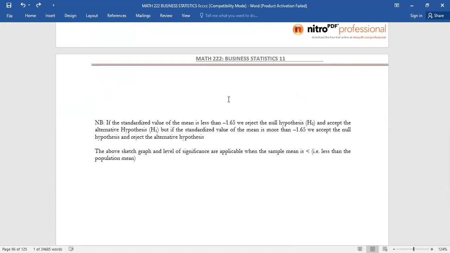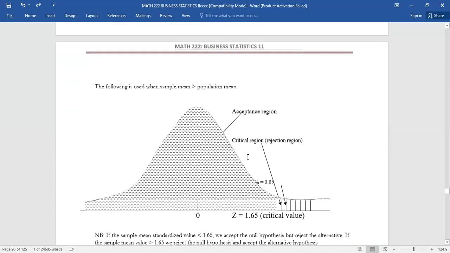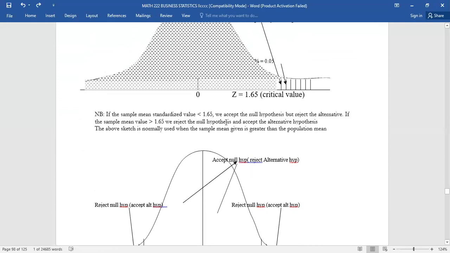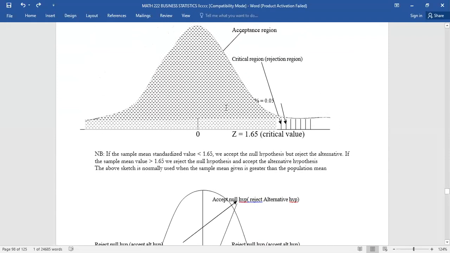So if the standardized value of the mean is less than negative 1.65, we reject the null hypothesis and accept the alternative hypothesis. But if the standardized value is now more than negative 1.65, we are going to accept our null hypothesis. And this is what we call the one-tailed test. The graph that I've illustrated there is trying to show that. So if the sample mean standardized value is less than 1.65, and this is what we are illustrating here, we are going to accept all this region.